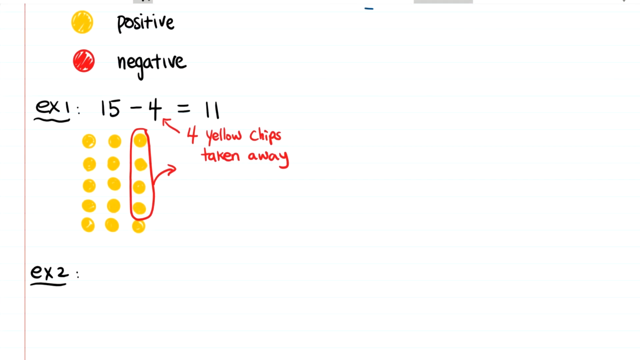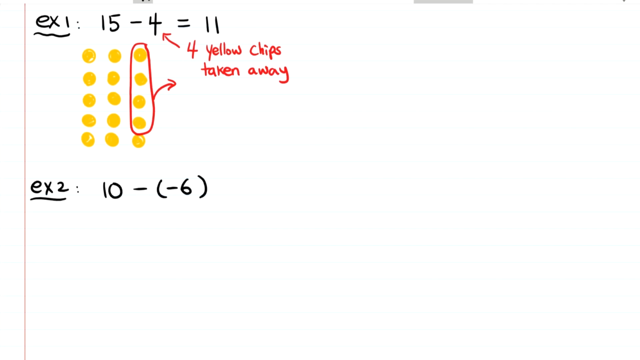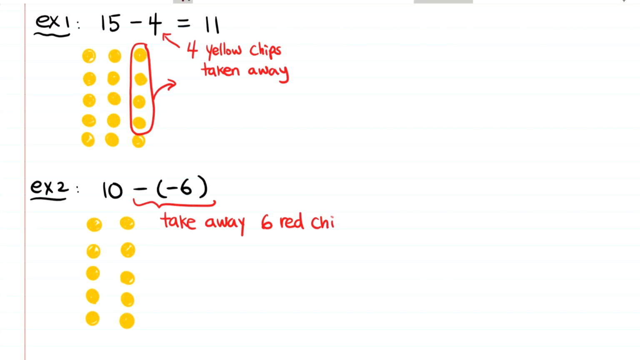Let's do another one. So this time it's 10 minus negative 6. So we're starting with the positive counting chips and we're taking away negative 6. The negative means the red ones. So 6 red chips will be taken away. So starting with 10 yellow chips, this means take away 6 red chips. But there's no red chips to be taken away.